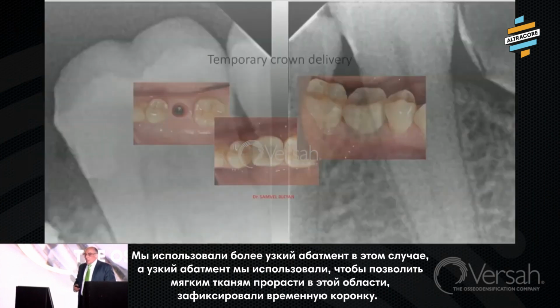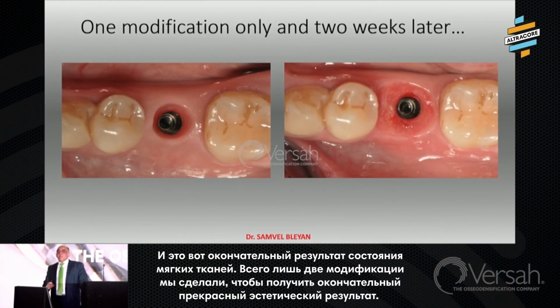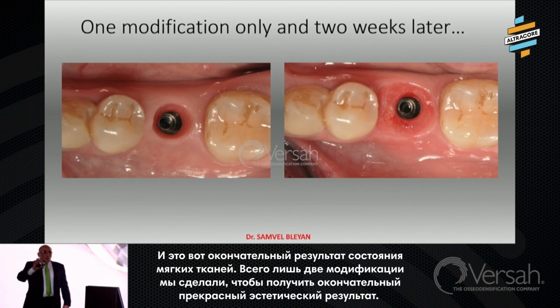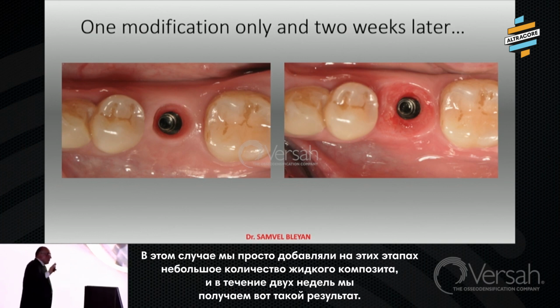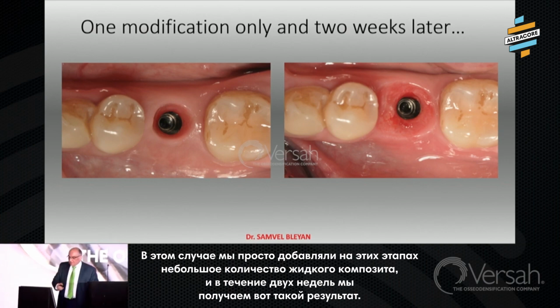And our temporary crown. Look, this is our modification of temporary crowns. And this is the final result of the soft tissue. Just 2 modifications, and you are able to reproduce it. Just add a small amount of increments of flowable composite there, and during 2 weeks, you will get such a result.